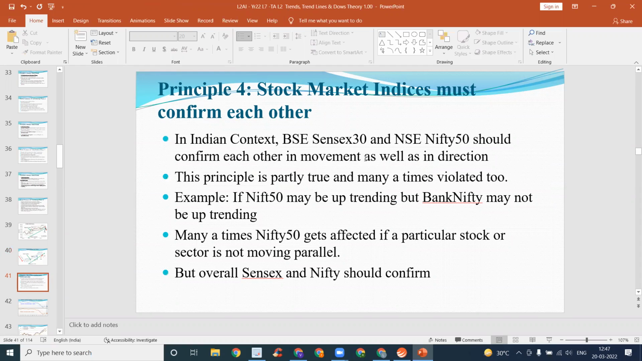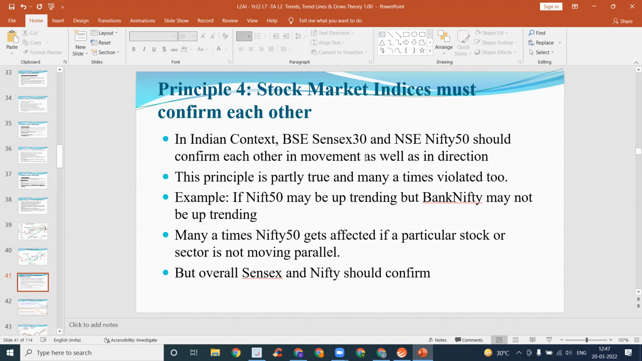Principle 4 is to always look at the stock market index. When I'm looking at Cipla, then I look at Nifty Pharma and Nifty 50. Supposing I'm looking at the banking stocks, then I will look at Nifty Private Bank, Nifty Bank, and so on. So always look at the stock with the index. They should confirm each other.